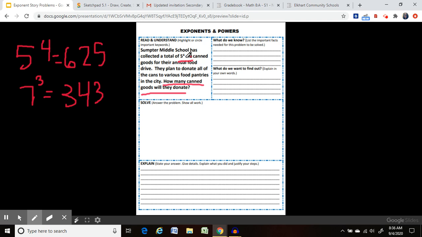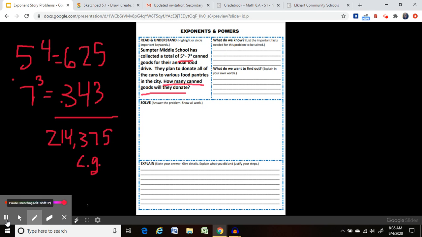And it also tells us we need to multiply these two numbers. I expanded them so that I can multiply them. And that leads us to have 214,375 canned goods.